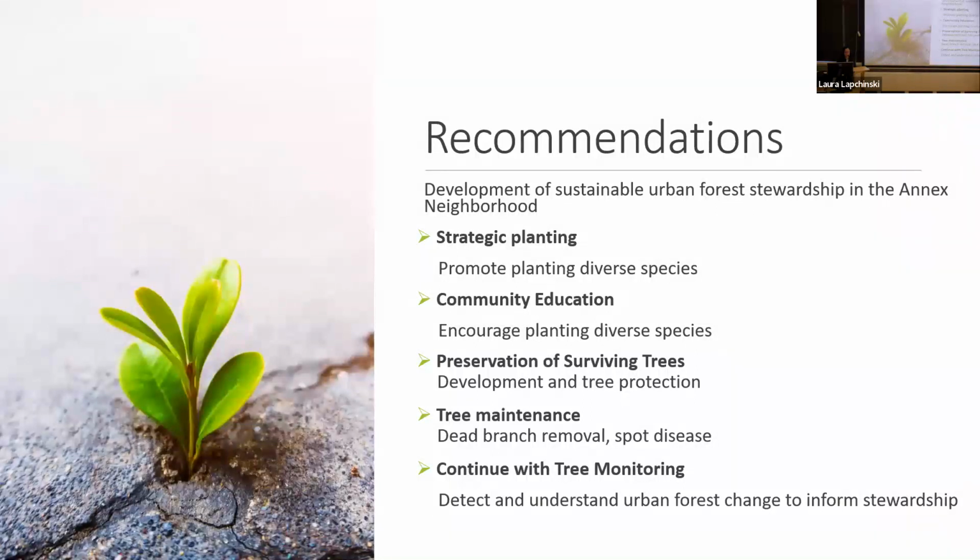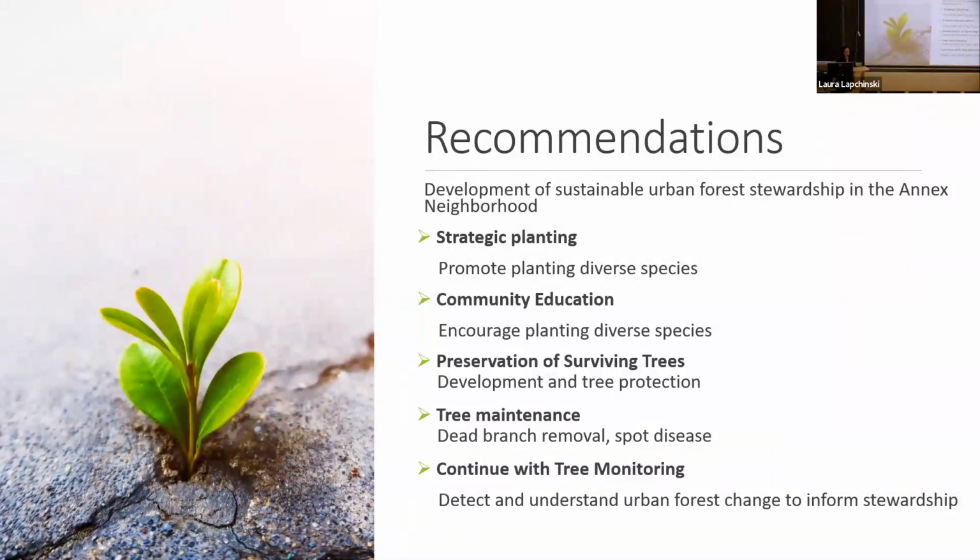So based on the findings, there are some recommendations to improve the current situation. It is essential to develop a sustainable urban forest stewardship in the Annex neighborhood by promoting diverse species in the communities through strategic planting and education. And it is also important to preserve surviving trees through tree protection and regular tree maintenance.